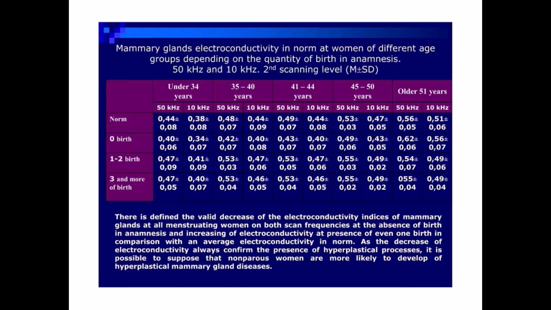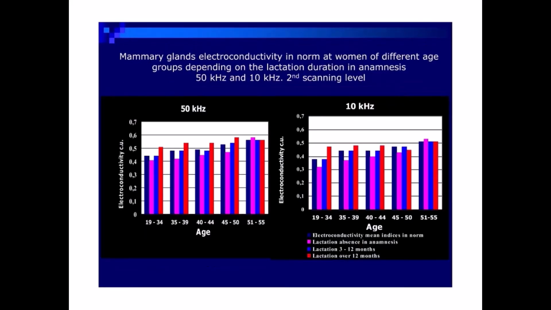As a decrease of electroconductivity always confirms the presence of hyperplastic processes, it is possible to suppose that nulliparous women are more likely to develop hyperplastic mammary gland diseases. Mammary glands electroconductivity in norm in women of different age groups depending on the lactation duration in anamnesis, 50 kHz and 10 kHz. Second scanning level.